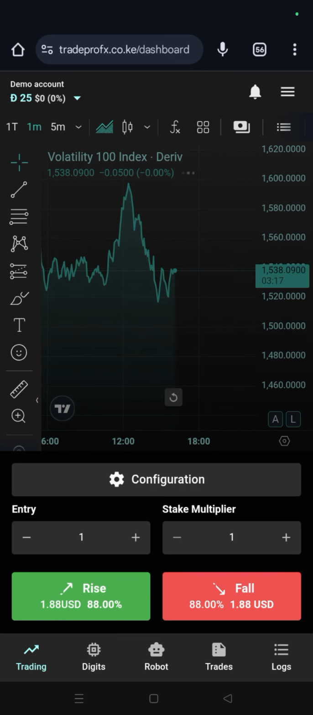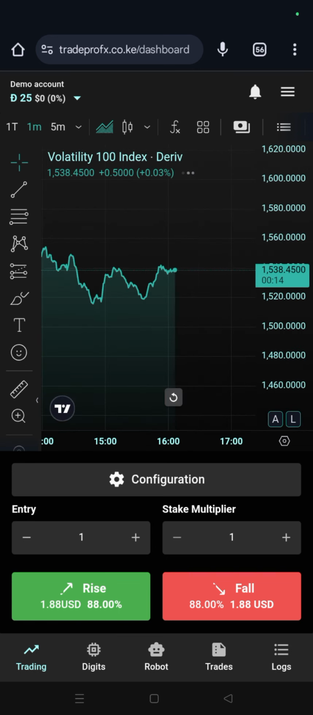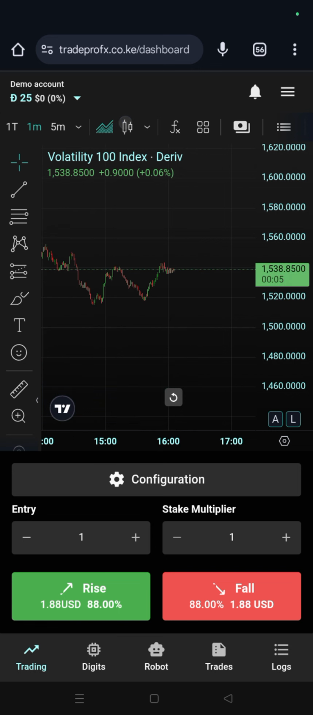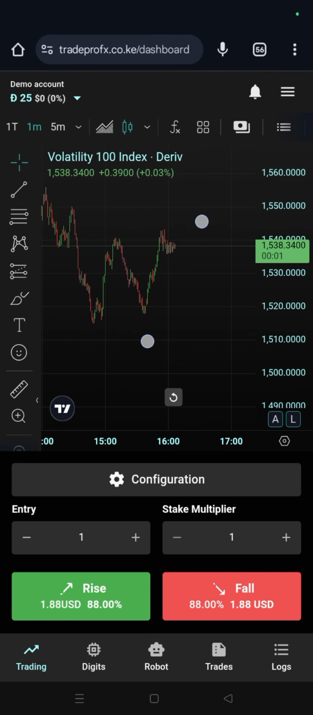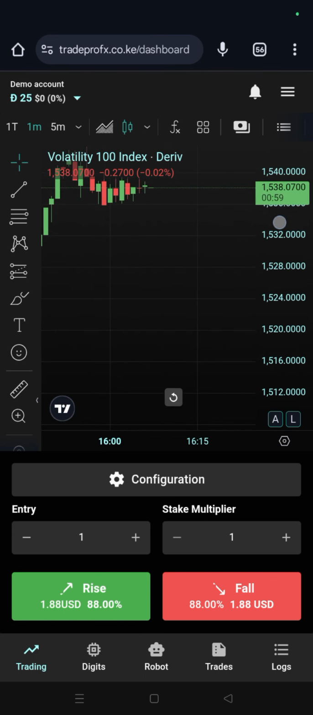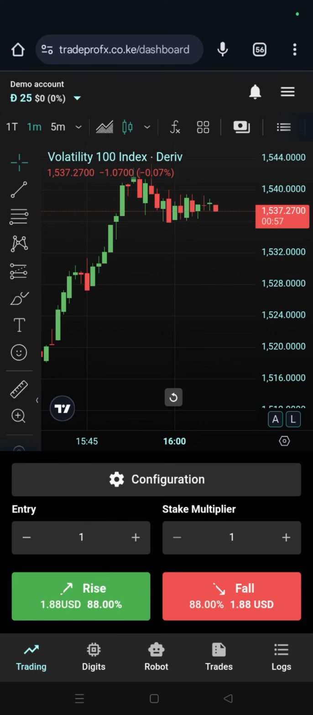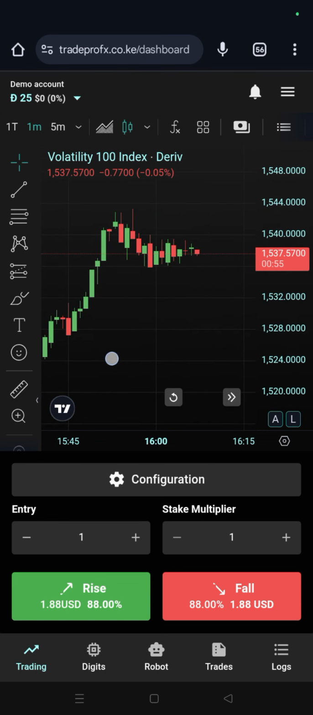So I'll just go back to the 1 minute, and when I go back to the 1 minute, you can see the countdown bar here. So what do you do? You click on these two candlesticks there, so you can zoom out and see how those candlesticks are behaving. So as you can see, those are the candlesticks.